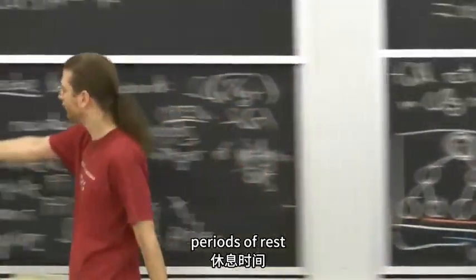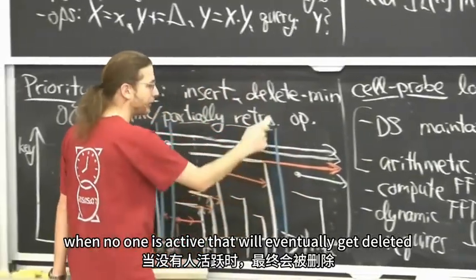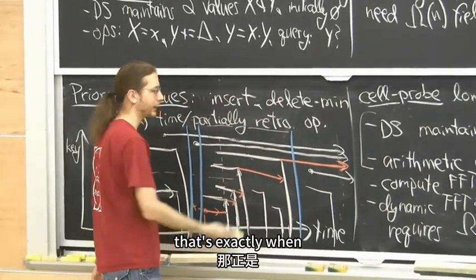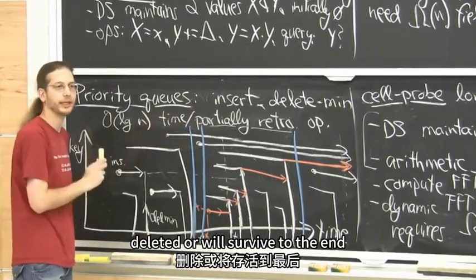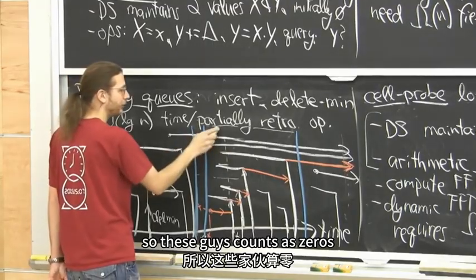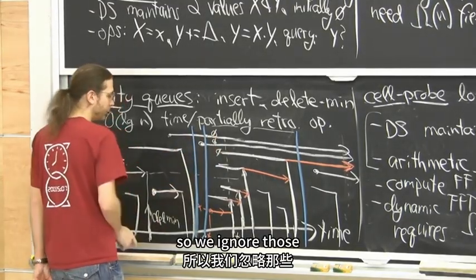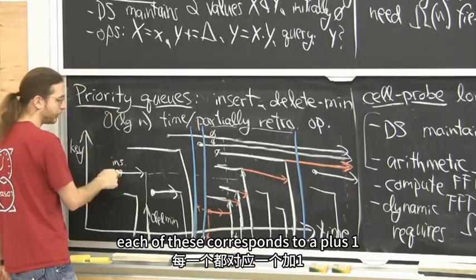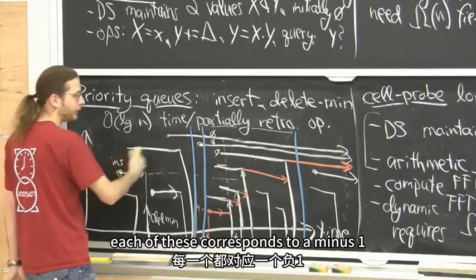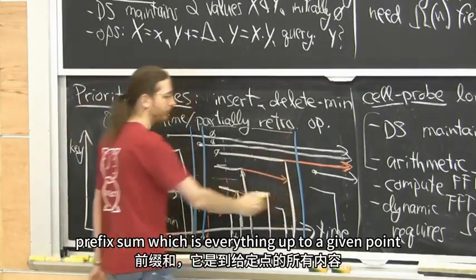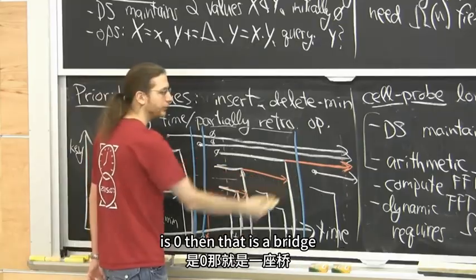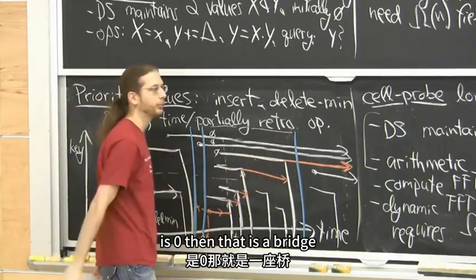the periods of rest, when no one is active that will eventually get deleted, that's exactly when everyone to the left has been deleted or will survive to the end. So these guys count as zeros, so we ignore those. Each of these corresponds to a +1, each of these corresponds to a -1. So these have all canceled out by now. And when this prefix sum, which is everything up to a given point, is 0, then that is a bridge.